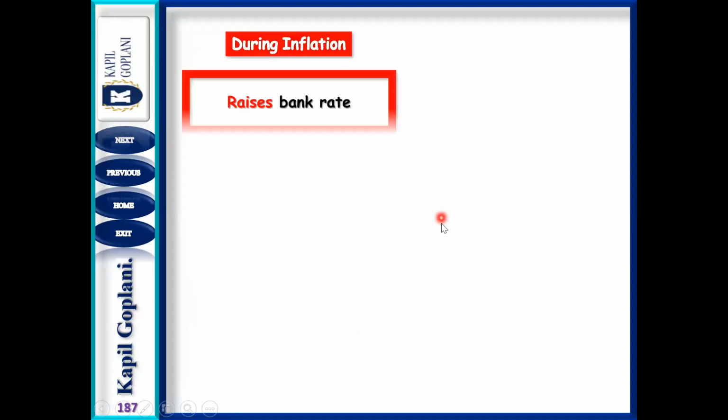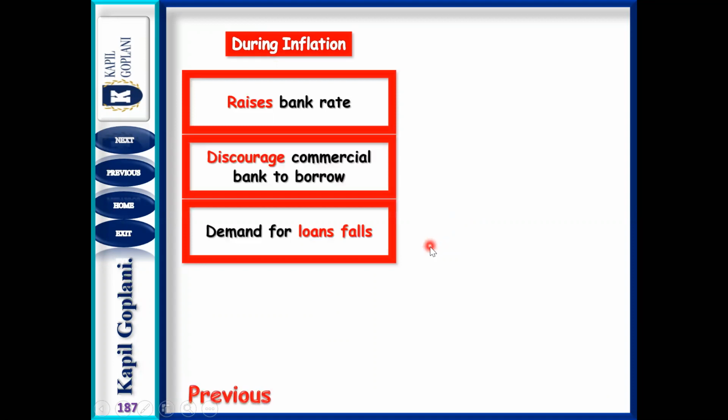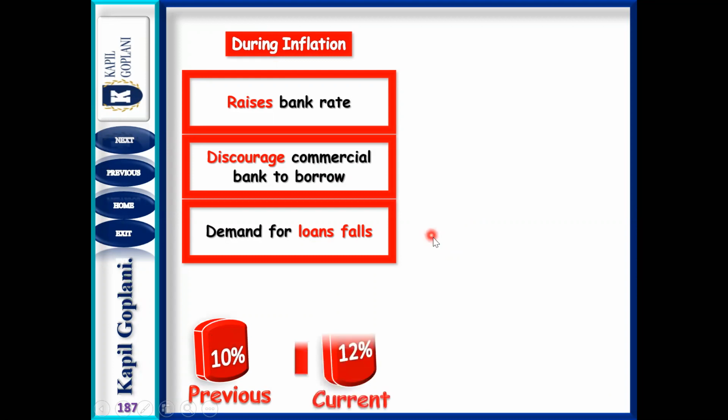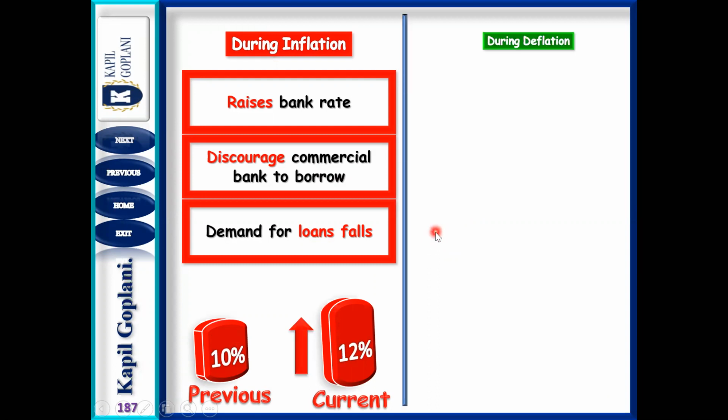Now, what are the particular tools? In inflation, I have to increase the bank rate. Again, during the time of inflation, if I'm increasing the bank rate, it will discourage commercial banks to borrow. Demand for loan will fall. And ultimately, what will happen? The money supply will decrease.